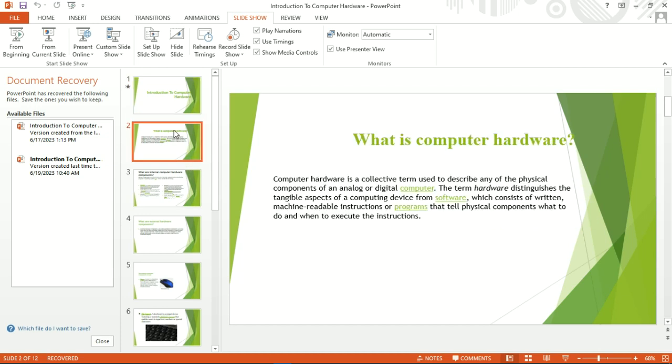So we can begin our class. So what is computer hardware? Can someone tell us what computer hardware is?